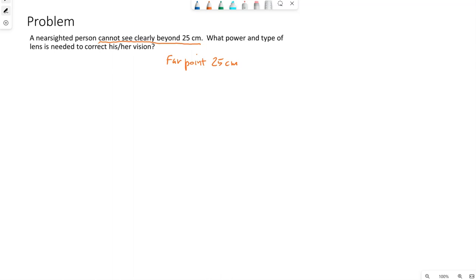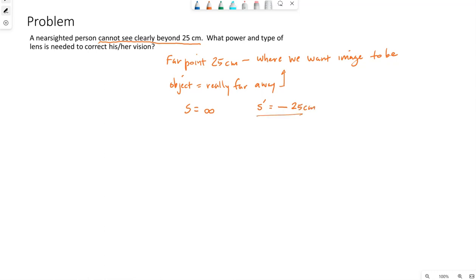At the far point, this is where we want the image to be. So we want to be able to look at an object really far away, but be able to see the image of it at this 25 centimeters. So essentially, we want S to be infinitely large. S prime is going to be negative 25 centimeters.